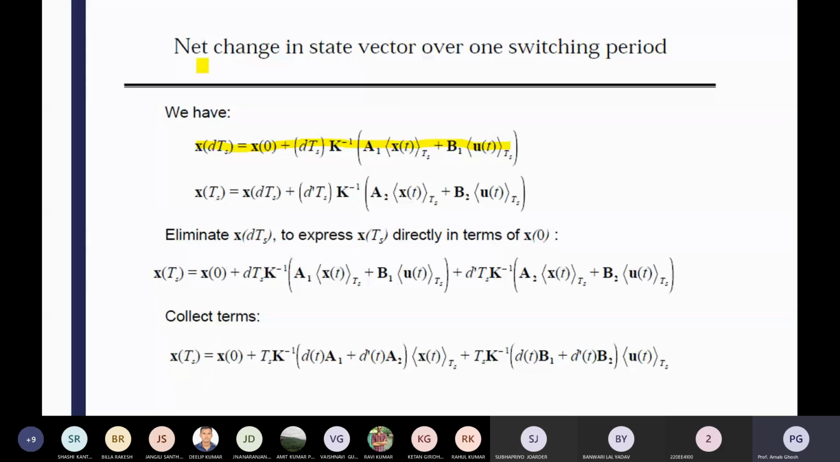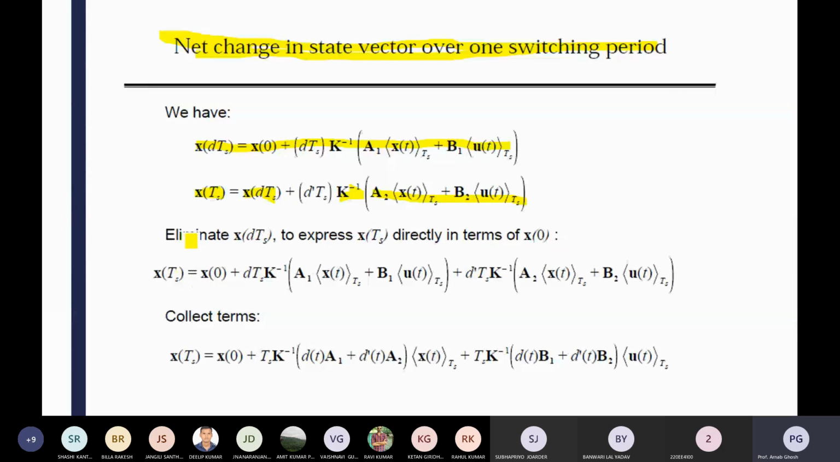So net change of state vector over one switching period is your equation 1 and equation 2: x(Ts) equal to x(dTs) plus d'Ts times K inverse (A2 x(t) within the time period Ts plus B2 u(t) within the time period Ts). Okay, so now you can eliminate both of them, so directly put this one.